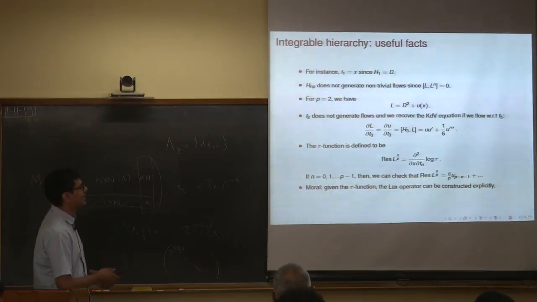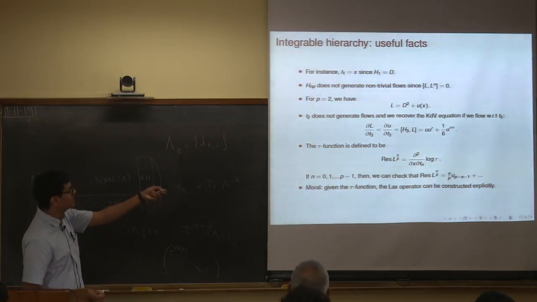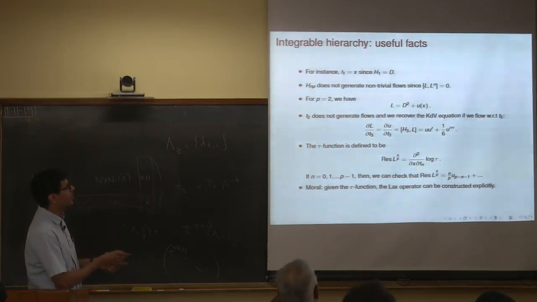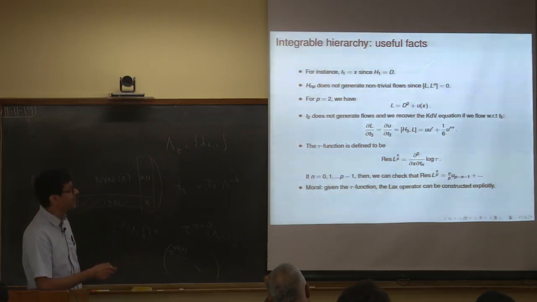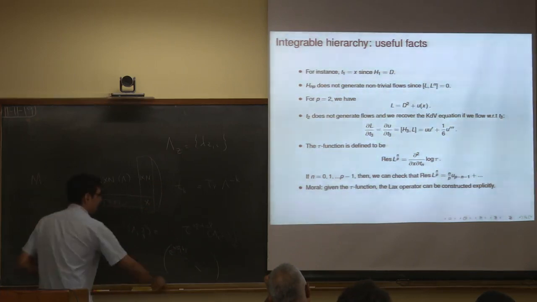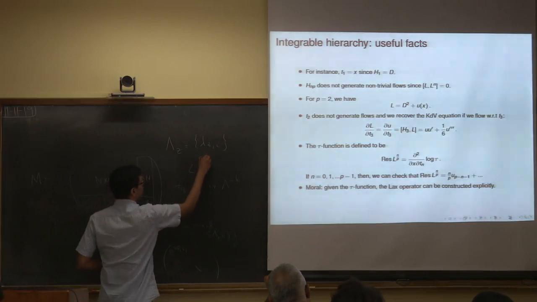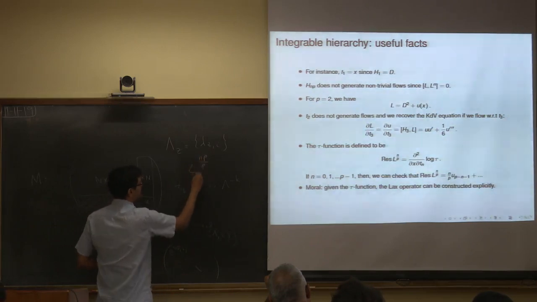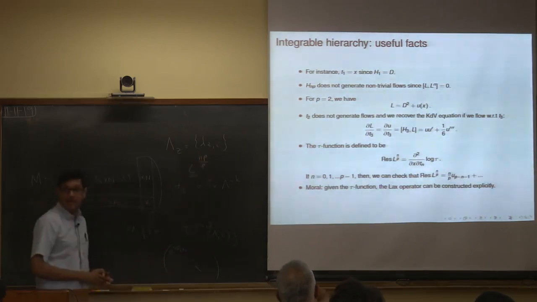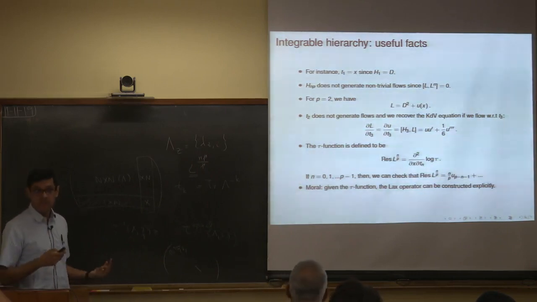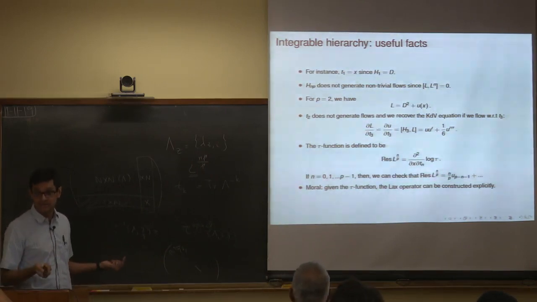The second point is that whenever H is a multiple of P, it does not generate any flows. You have L to the NP over P, which is a power of L, and therefore it commutes with L. So those flows don't generate anything non-trivial.